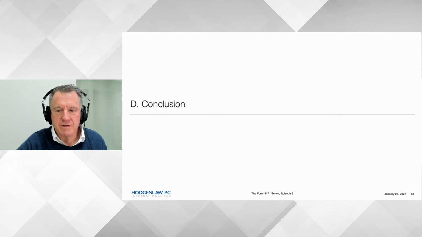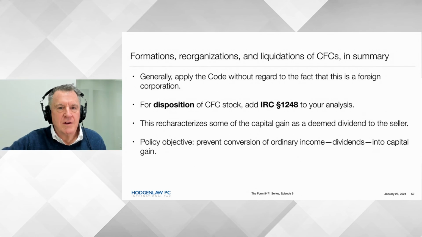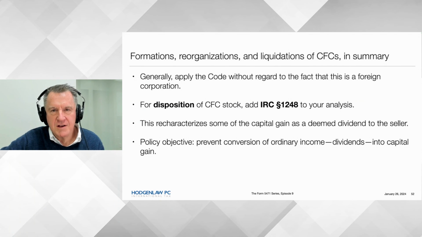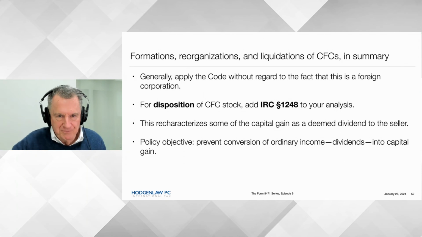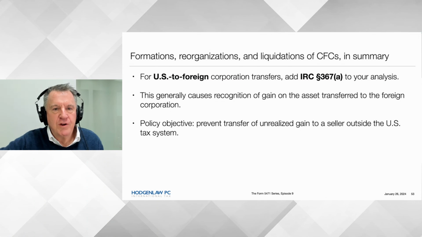All right, conclusion. Let's wrap it all up and summarize. So disposition, do your normal domestic tax computations and analysis, add Section 1248 on top. If you have untaxed earnings and profits in the CFC, expect that to be a dividend. For US to foreign corporate transactions, you do the normal domestic analysis, you add Section 367(a) to your analysis. And the general expectation is you're going to have recognition of gain.